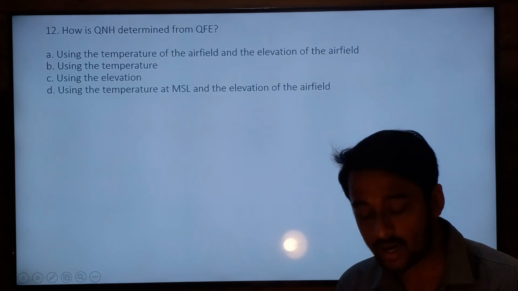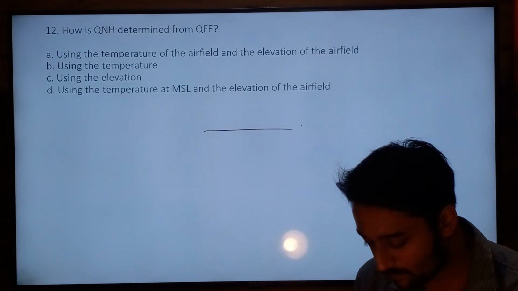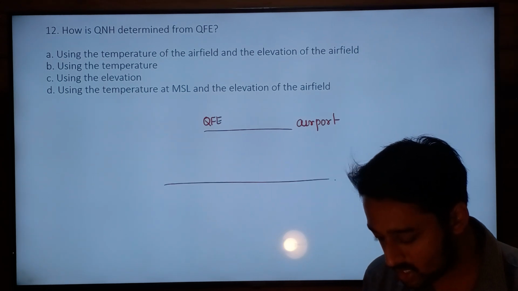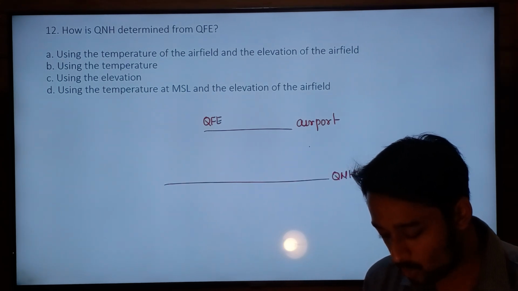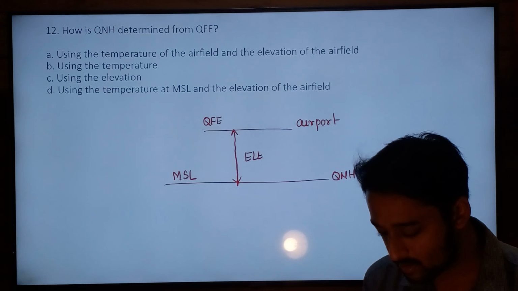Let's go to question number 12. How is QNH determined from QFE? We have solved this question many times. If this is your airport, at the airport you have QFE and this is your QNH. Airport elevation above mean sea level.